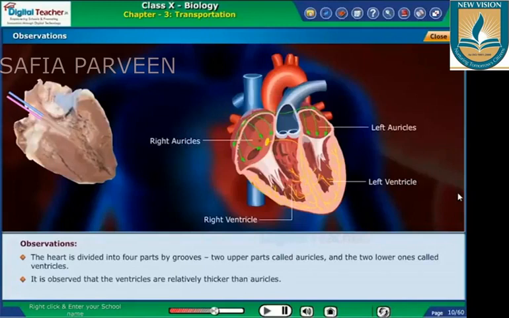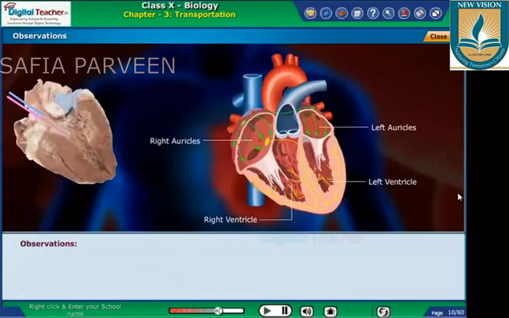Observe the walls of the heart. Auricles have thinner walls and the walls of ventricles are thicker. The reason for this is that auricles are receiving chambers and ventricles are pumping chambers. Pumping requires more pressure, that's why the walls of ventricles are thicker.